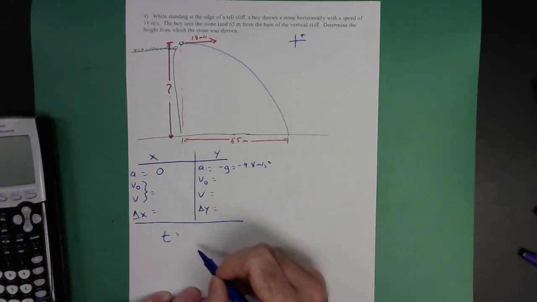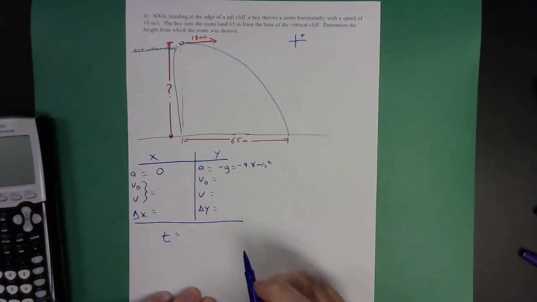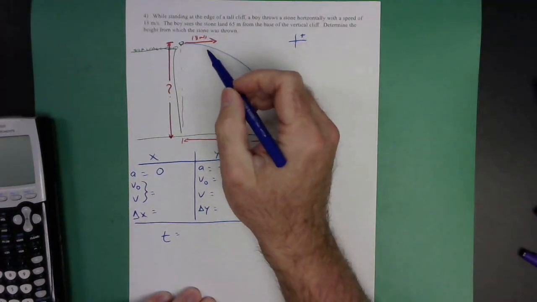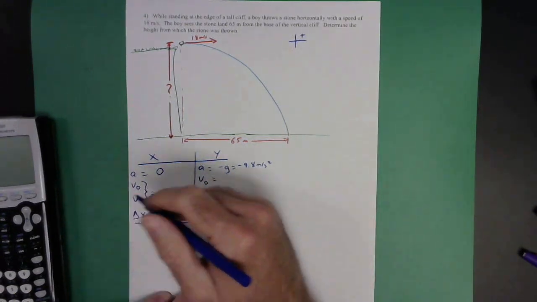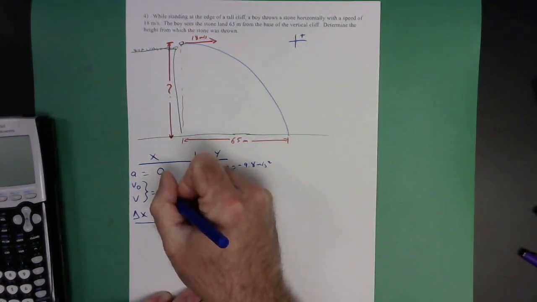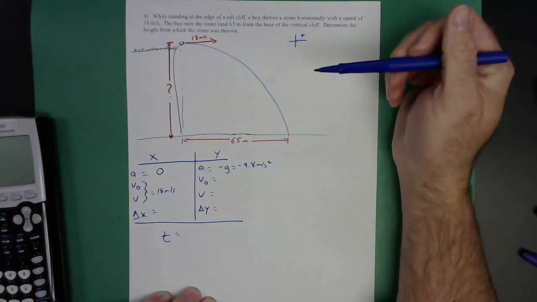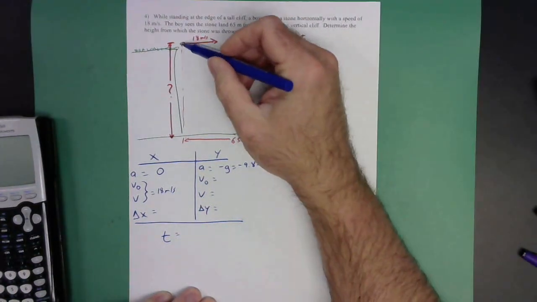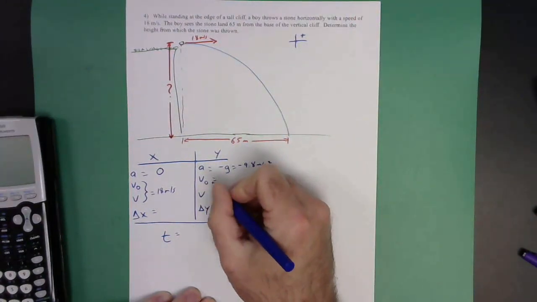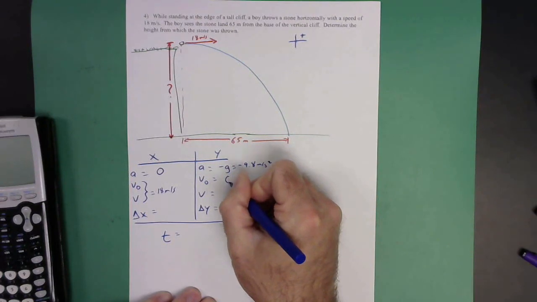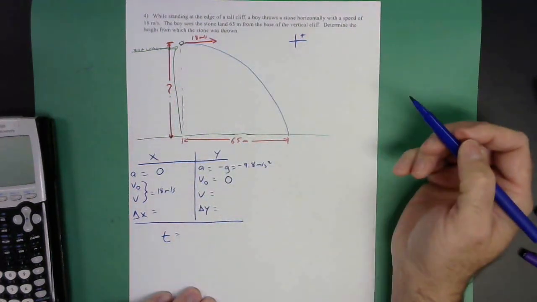What other values did they tell me in the problem? These are the things I can start off every problem with. They told me it starts off going at 18 meters per second horizontally, so my horizontal velocity is 18 meters per second. Vertically, it starts off going just straight sideways, with no vertical speed. So I can say v naught for the vertical axis is 0. Again, that's something I'm recognizing from the situation.